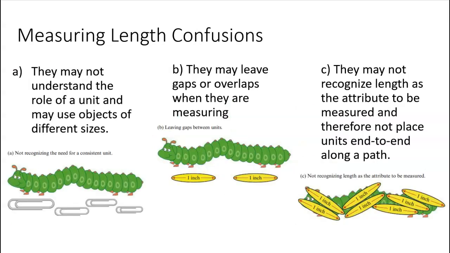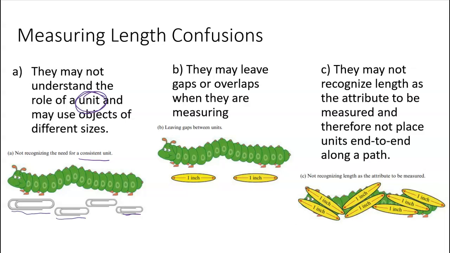So here are some confusions that you might see. They may not understand the role of a unit and may use objects of different sizes. So this is a longer paper clip than this one. And so again, this is a misunderstanding of unit, right? We're not saying that if we say 5 miles, that's not a foot, and 4 miles, that's 5 miles. So we need a consistent unit.